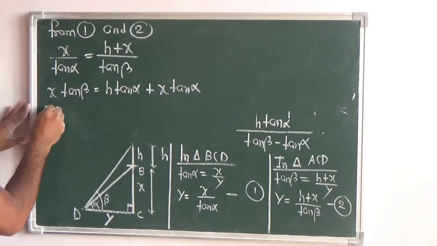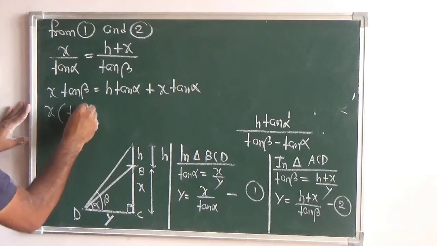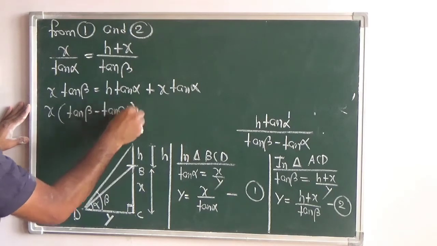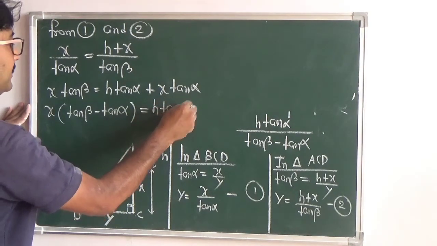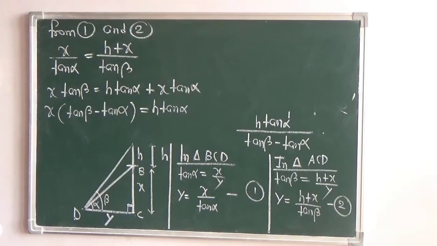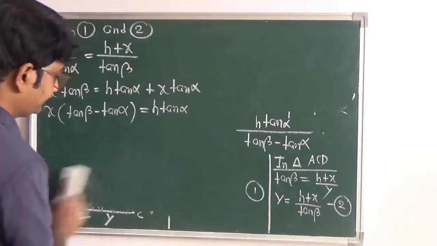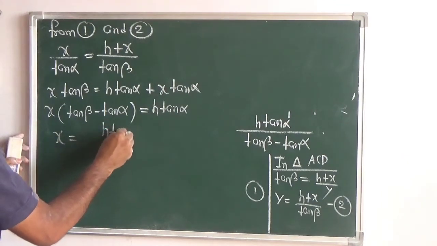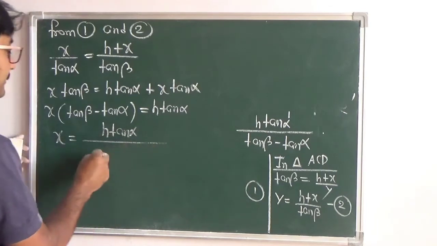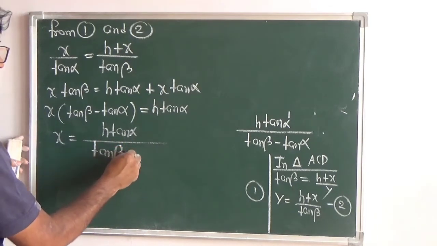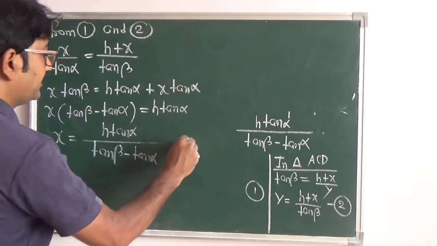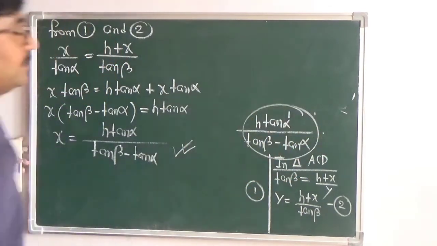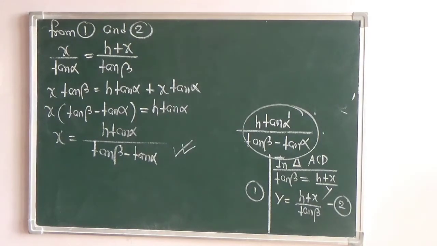So let us write it as x into tan beta minus tan alpha is equal to h tan alpha. So we have x equals h tan alpha divided by tan beta minus tan alpha, which is the required output. Hopefully you have understood this. Questions are simple, but then you have to see the ratios and the values of the standard angles; all these things you need to remember.